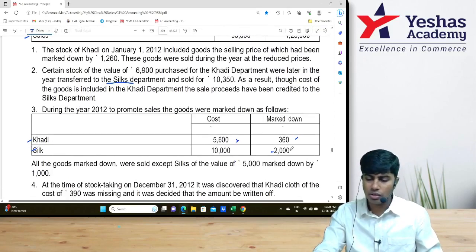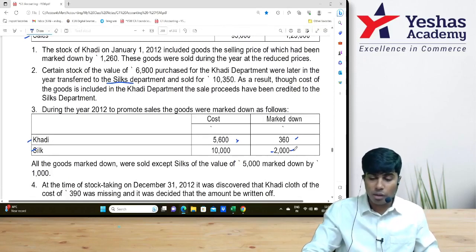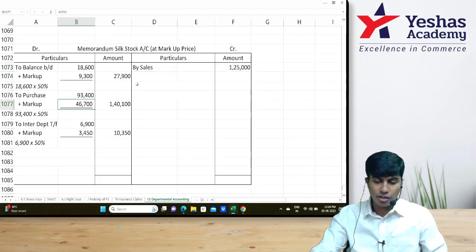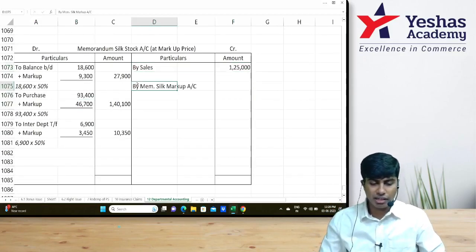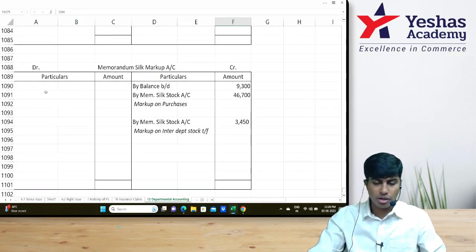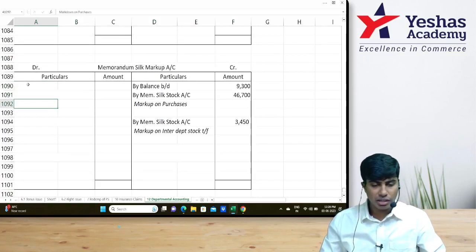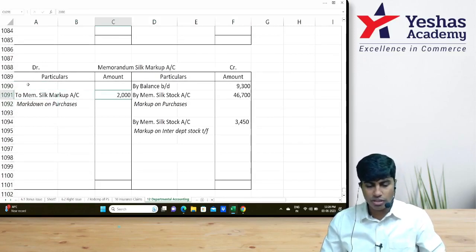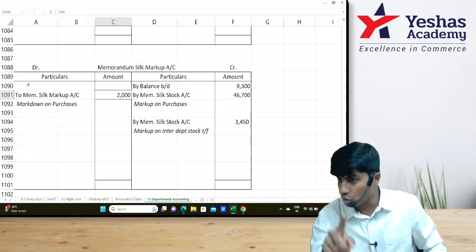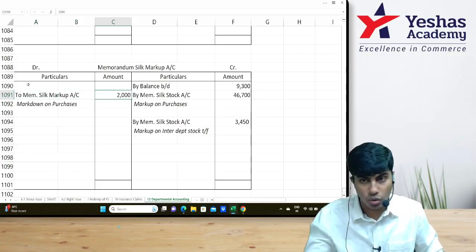How much is marked down? 2,000. This is on purchases. So on purchases, when you do markdown, purchases is here, no? 46,700 I should deduct. Shall I write here markdown on purchases? How much? 2,000. So in our memorandum markup account, I will write here markdown on purchases 2,000. But if this purchases is completely sold, then there is no markdown to be done on closing stock.